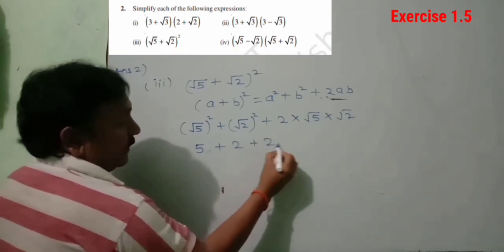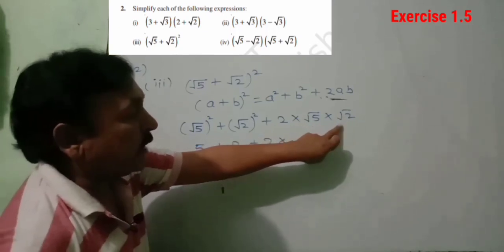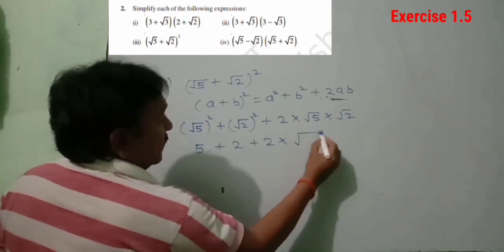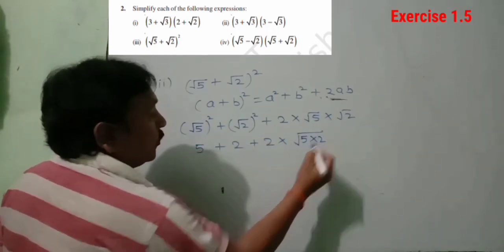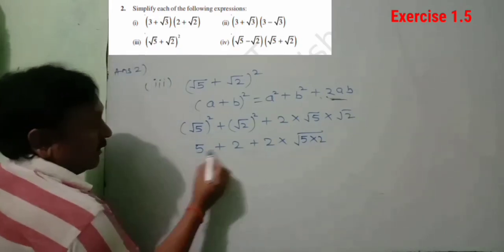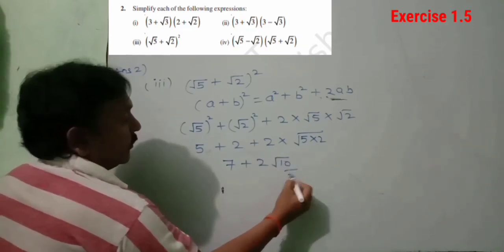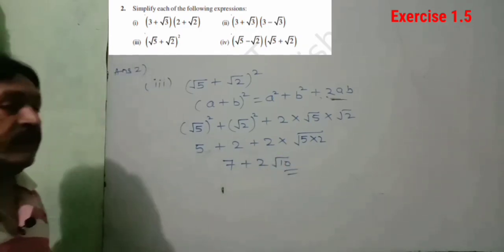And here 2 into 5 is also having the square root and 2 is also having the square root. It means they can come within the same square root and get multiplied with themselves. Okay. 5 plus 2, 7 plus 2, and 5 into 2 means root 10. So this is our answer.